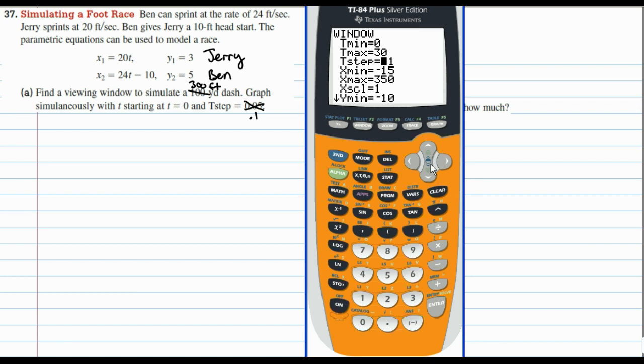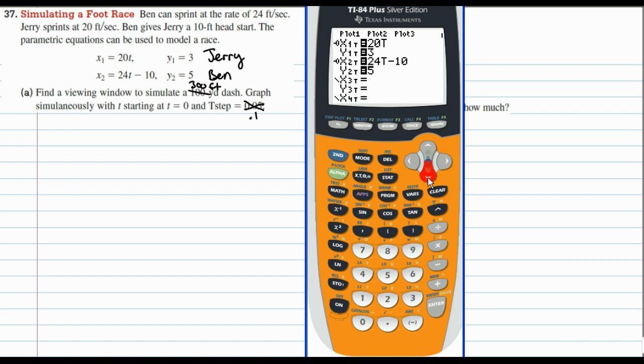Alright, so then my x-min has to be bigger than negative 10, so let's start with negative 15 is fine. Well, let's go to negative 20 so I can see it a little bit better. Now as far as my y-min and my y-max, Jerry's running along the line y equals 3. Ben is running along y equals 5. So maybe I'll change my y-min to negative 5. Alright, so let's graph that. Now here's the problem. I don't see a finish line here. I want to be able to see that. That's the beauty of parametrics, is you can kind of see their motion.